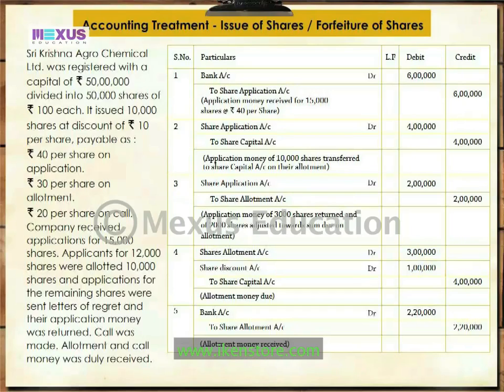Call was made. Allotment and call money was duly received. Make the journal entries in the books of the company. The journal entries will be as shown.